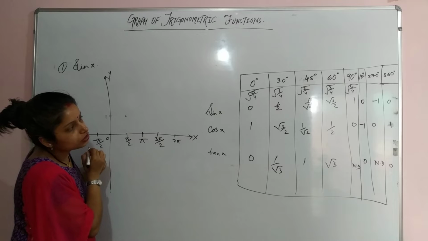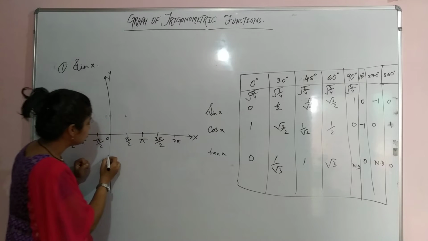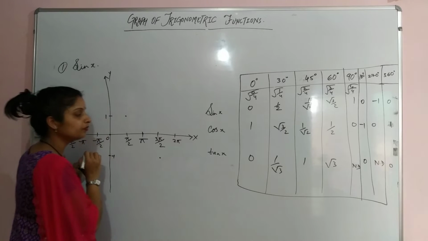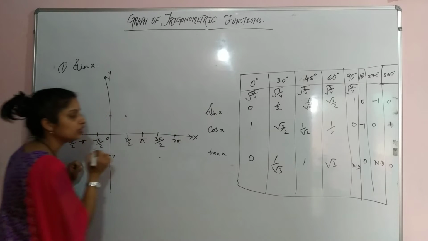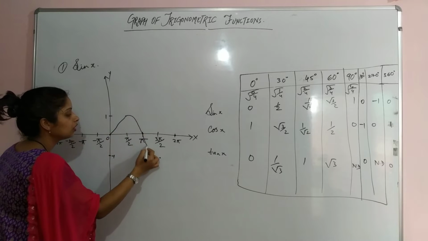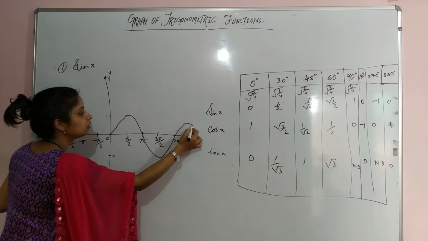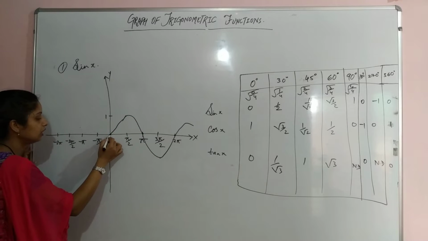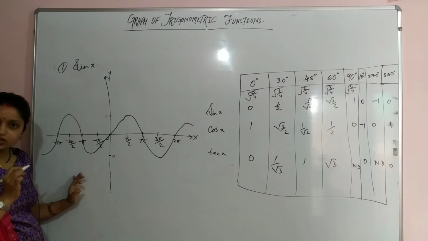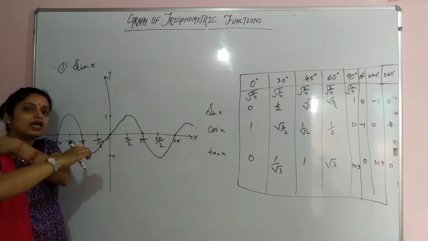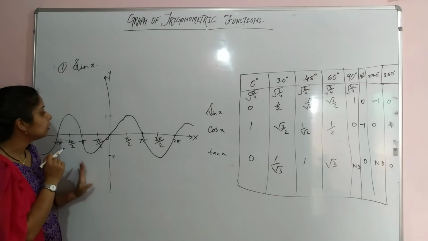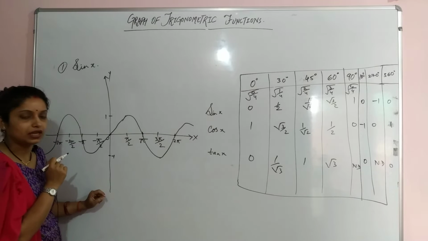At 3 pi by 2, what is it? It is minus 1, so you have to take it downside. This is minus 1 here. Then at 2 pi, it is again 0. So it is in the form of this curve. Similarly, it is symmetric along the negative axis. So this curve is representing the sin x graph. Clear? I think it is clear to you. In this way, you can draw a graph of sin x.